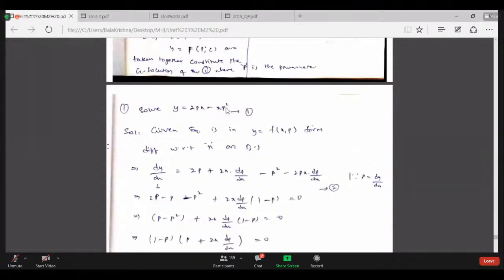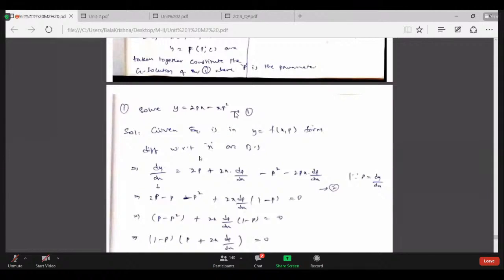That is, x p square minus 2xp minus y equal to 0. So you can also try in that way. That means it is solvable for p also. Very good. So you can also try. That is what I'm saying.